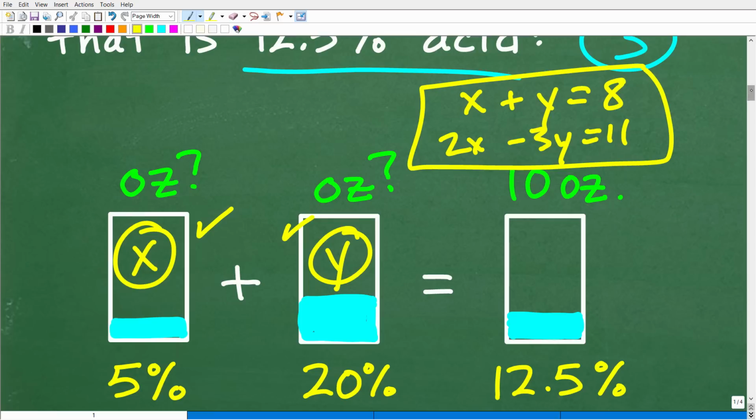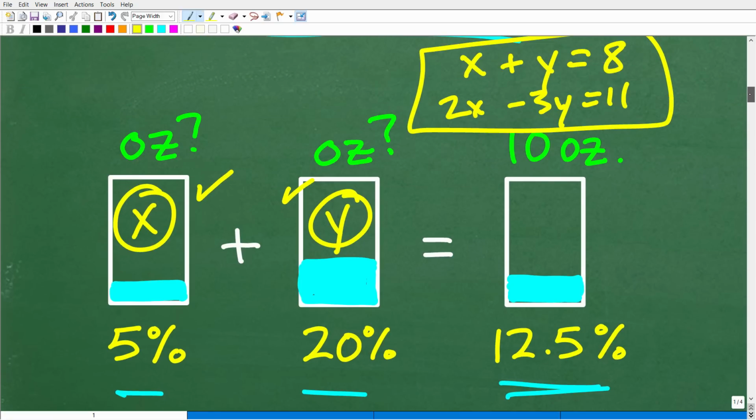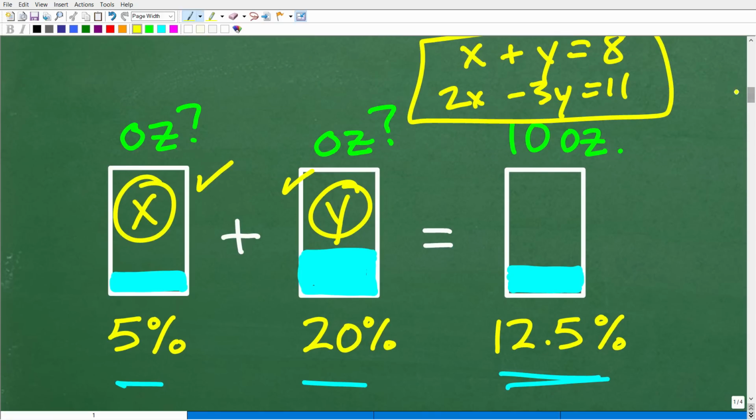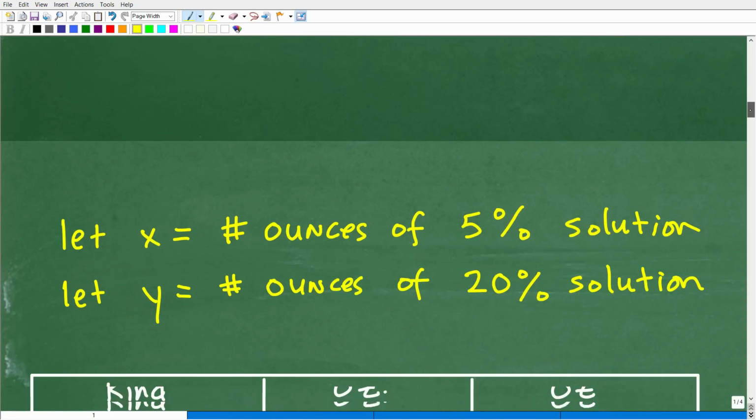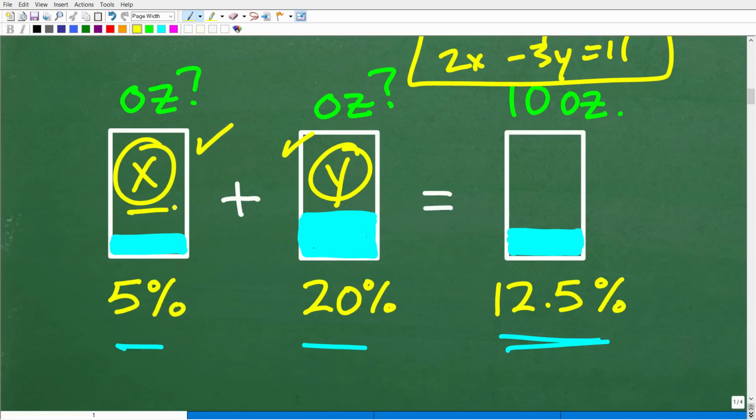Now, if you're like, boy, this is a lot, well, again, this is stuff that you should be learning in your first year algebra course. A lot of students struggle with this stuff, but you're going to be an expert when you take your test or exam. Your teacher is going to be so impressed that you were able to actually solve these mixture problems. Okay, so let's go ahead and get into it right now. Let's go back up here and define x. We're going to let x equal the number of ounces for the 5% solution, and we'll let the variable y equal the number of ounces for the 20% solution.